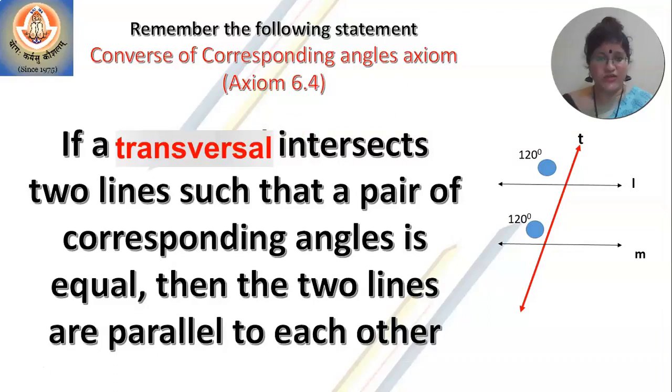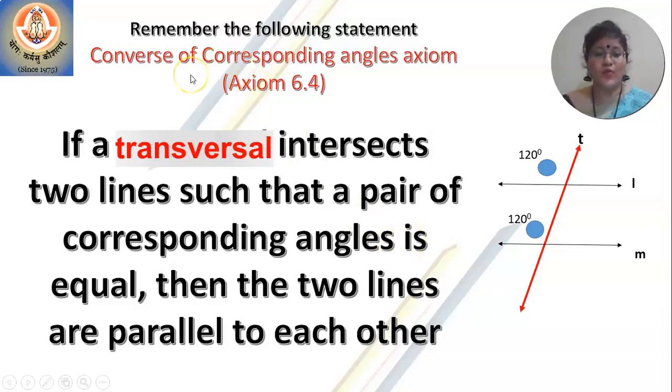Students, in the converse, the lines are not yet parallel. You're going to prove the lines to be parallel. It is a transversal that is going to intersect the two lines. And when the corresponding angles are congruent, then the lines become parallel.